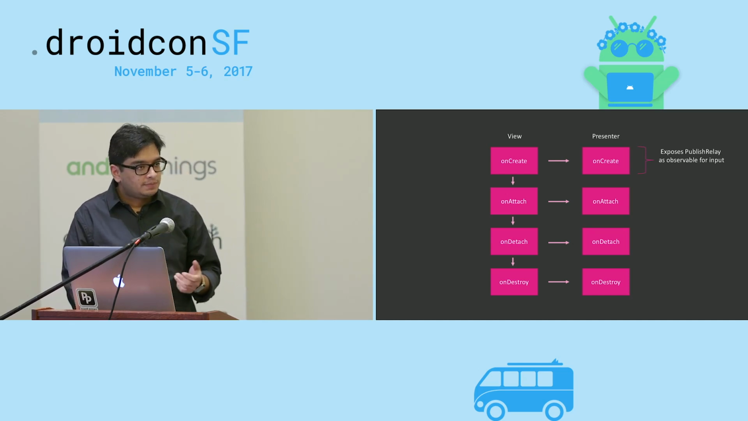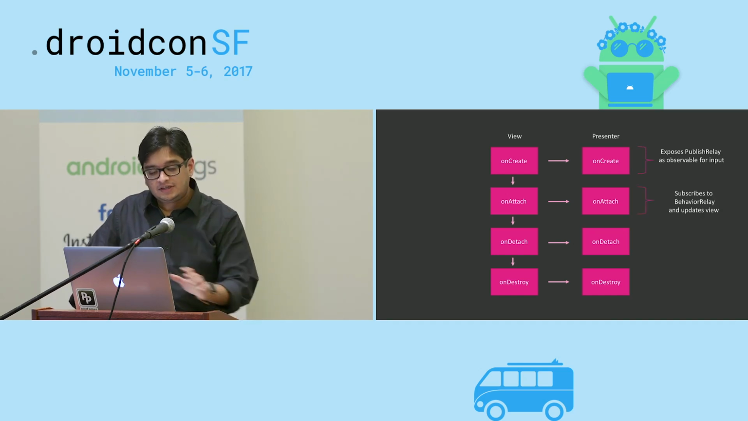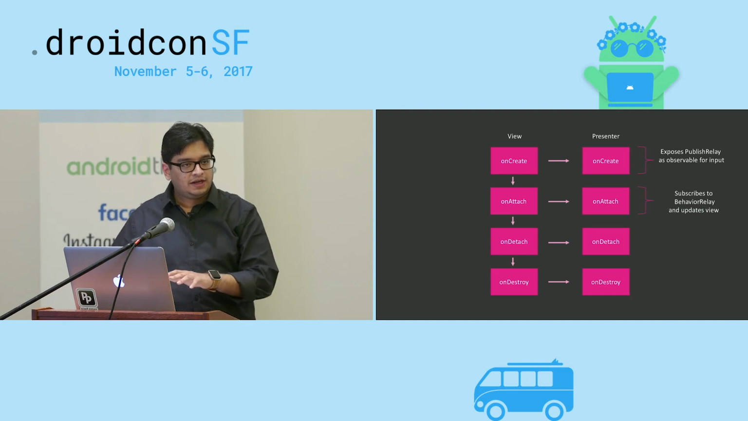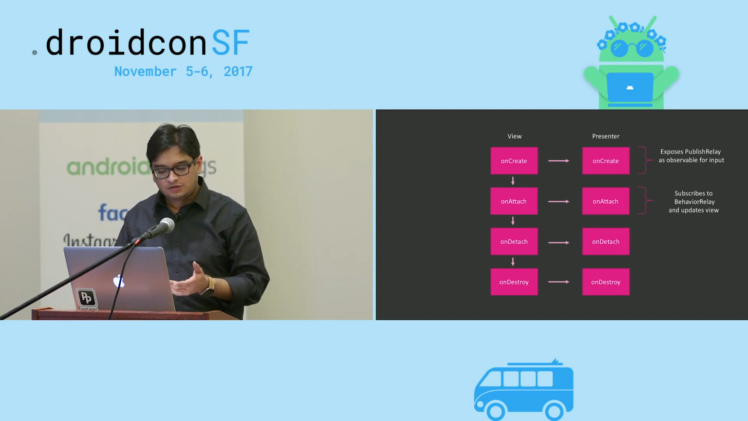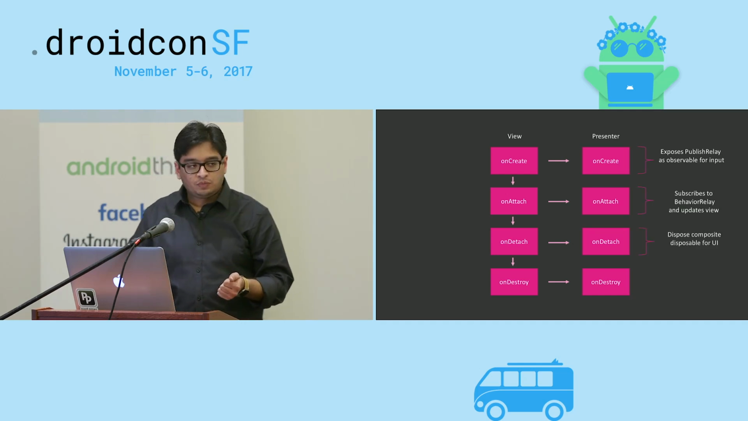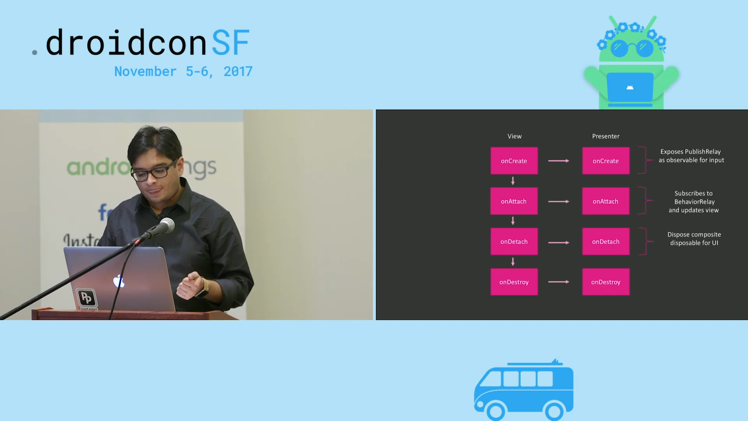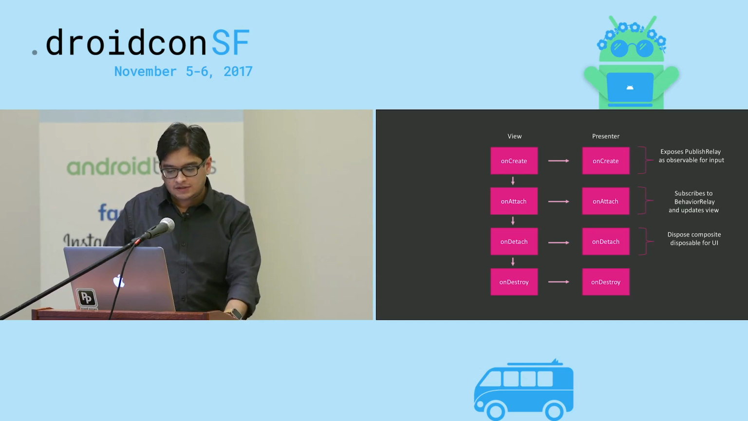The catch here is we create the publish relay in onCreate. We spoke about behavior relays. In the next slide, we'll look into more detail at how behavior relay helps us solve a lot of complex issues. But we attach to the behavior relay on attach of the presenter. Equally, we should be disposing the right set of disposables based on what part of the presenter's lifecycle you are at. Anything that updates the UI should be disposed on onDetach, and anything that you're done with for the activity should be disposed on onDestroy.